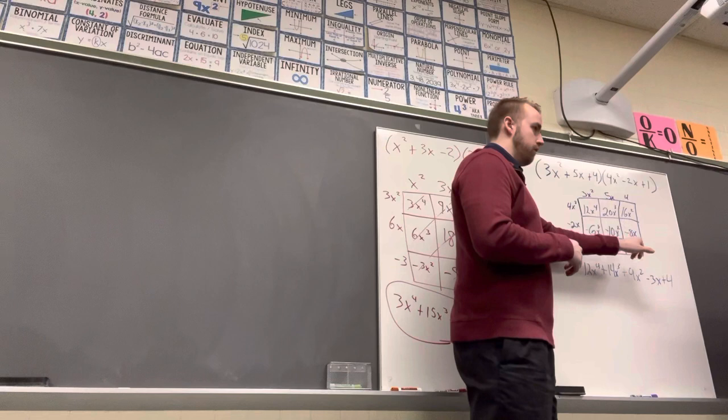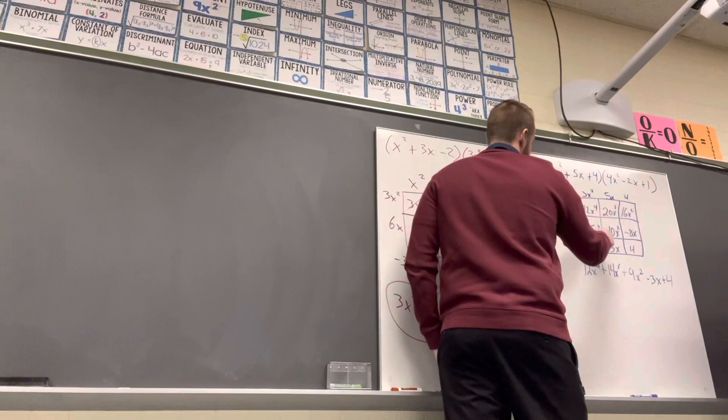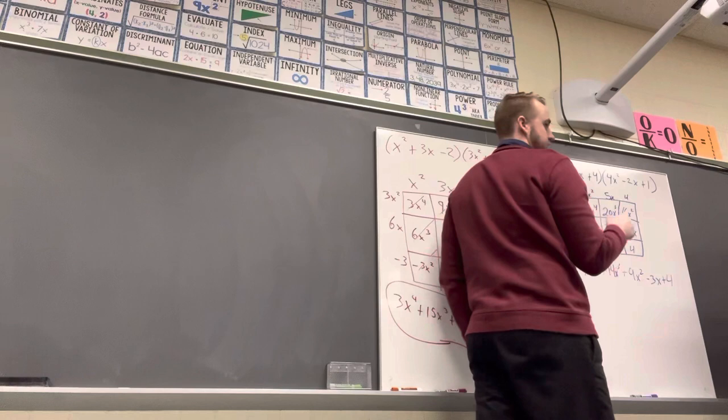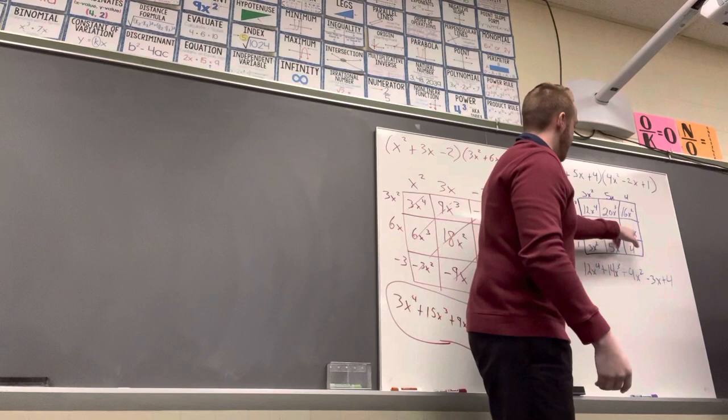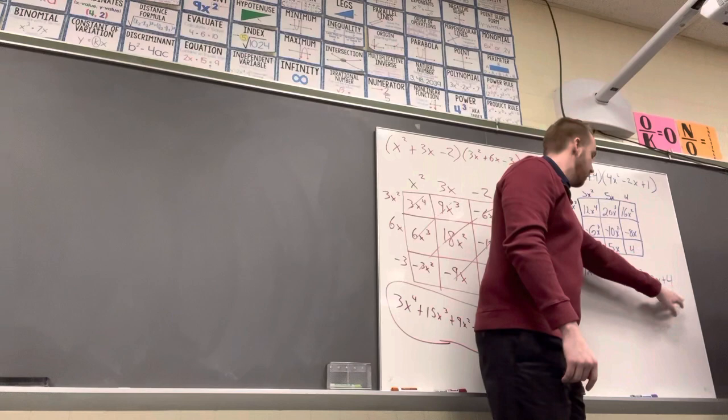Added down the columns, she got 12x to the fourth. 20 minus 6 gave her 14x to the third. 16 minus 10 gave her 6x squared, and then plus the 3 gave it back to 9x squared. And then the negative 8 plus the 5 gave her negative 3x. And then finally, our last one, our plus 4. We all good on this?